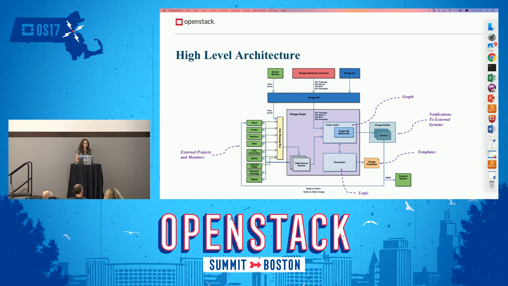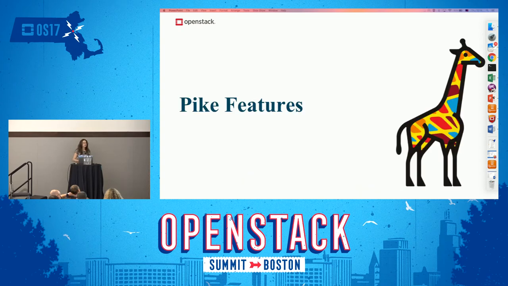If Vitrage raises an alarm or modifies a state of an object, it may notify external systems. Right now, Vitrage notifies Nova if a host is down. We also send SNMP notifications, and we are working on notifications to Mistral, and I'm going to talk about it later. Vitrage has an API to get topology, to get the list of alarms, and to get root cause analysis. On top of it, we have a CLI, and we have a UI as part of the Horizon dashboard for Vitrage. So this was the overview, and now I'll describe the main features that we're working on in Pike.